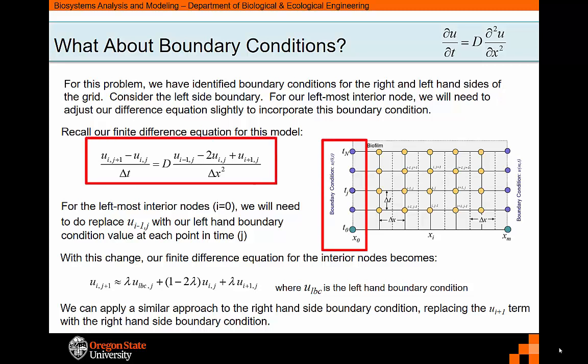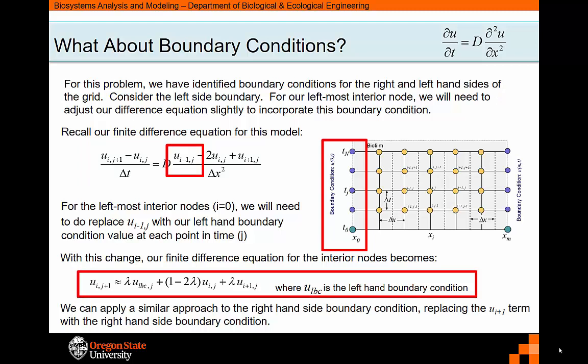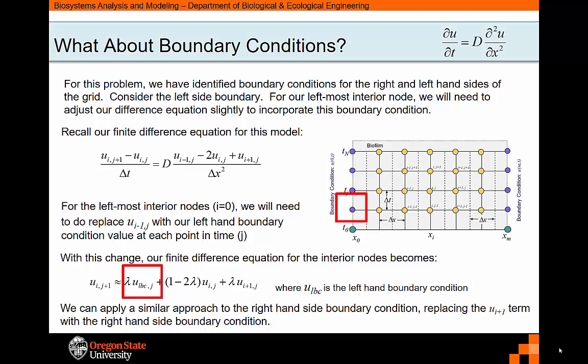Recall our finite difference version of the diffusion model, shown here. For the leftmost interior nodes at location I equals 0, the U at I minus 1 node is in fact our boundary condition. We can simply replace the U at I minus 1 value in our finite difference equation for the nodes at I equals 0 with the value of our boundary condition. For the right-hand side boundary, we can take a very similar approach, replacing the U at I plus 1 value in the difference equation with the right-hand side boundary condition.